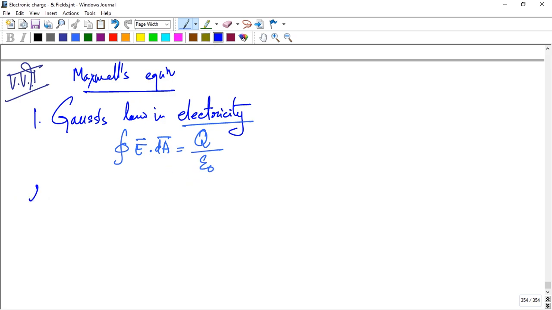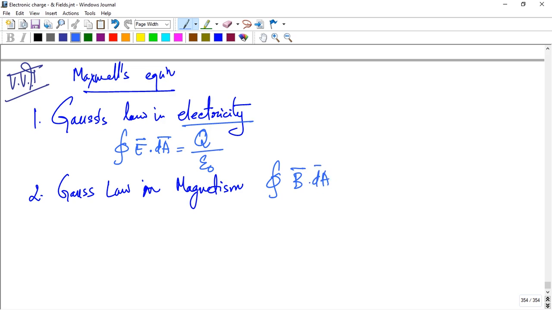Next, Gauss's law in magnetism: B dot dA is equal to 0. That is not non-zero, it is equal to 0, because a magnet has a dipole, not a monopole. But an electric field depends on a single charge. A single charge also produces an electric field, but a single monopole of a magnet is impossible. That's why for the magnetic field closed loop we get 0.